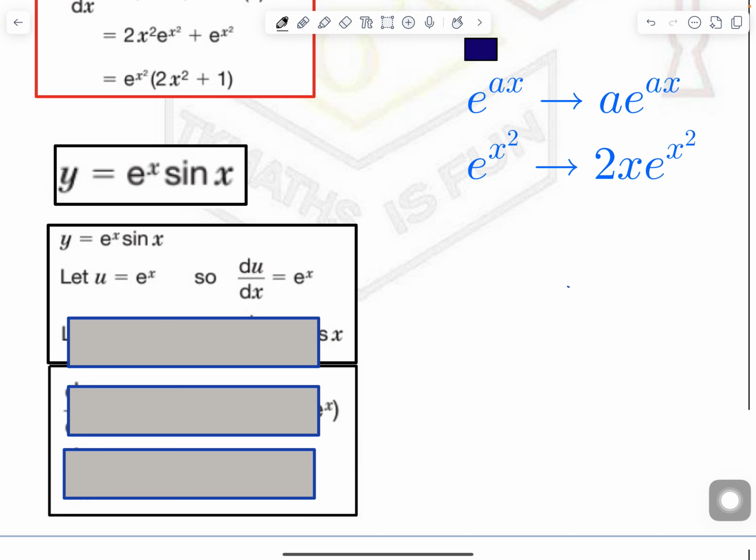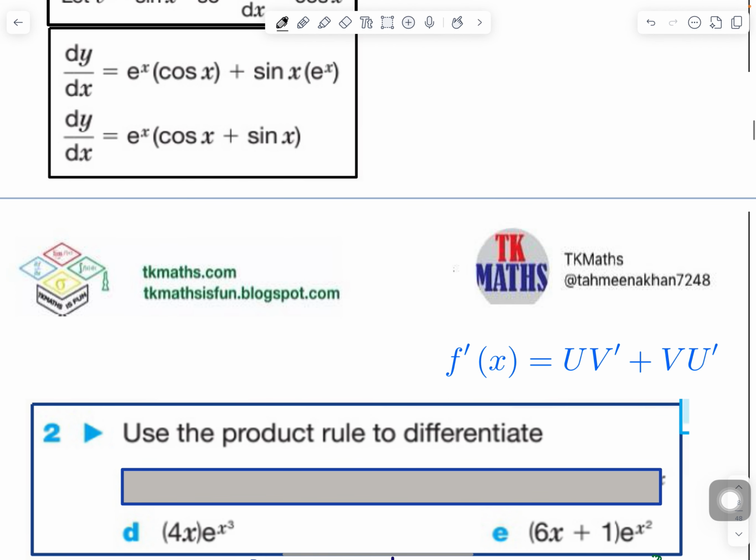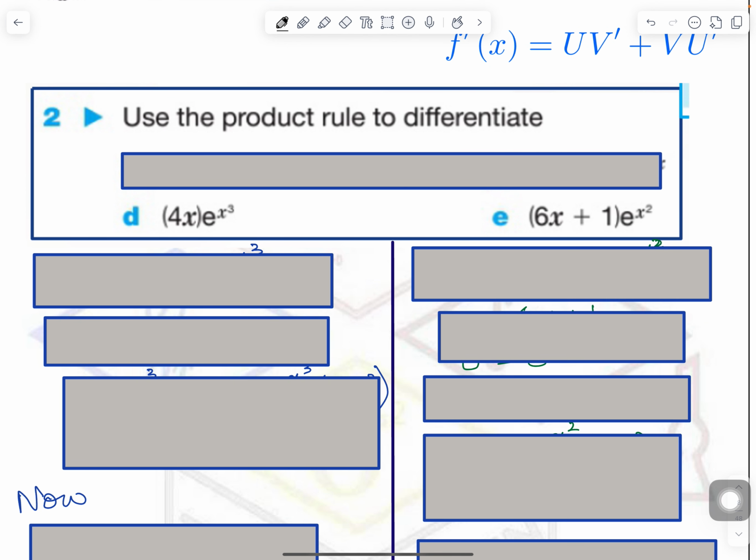So u is e power x, differentiation is e power x, v is sine x, differentiation is cos x, and then substitute in the formula. And what is the common factor? e power x. Absolutely right. So now two more questions, because students usually say miss do more questions, which gives us better understanding. So again, these two questions I have solved and I'm showing you the solution. You can try it out yourself first.